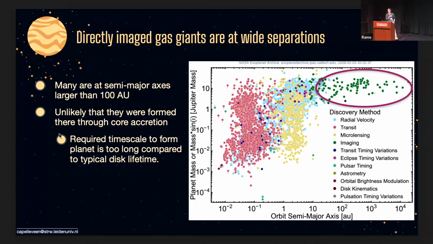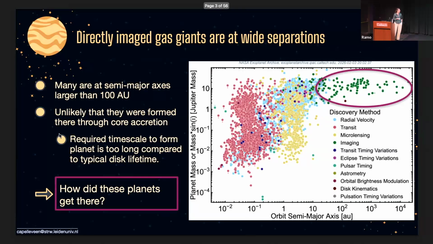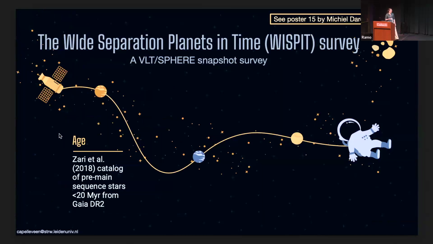Because it's unlikely that they formed at such wide separations through core accretion, simply because the timescale required to form a planet at that separation through core accretion takes too long compared to the typical disk lifetime. So if it's not through that mechanism, how did these planets get there? Did they scatter to such wide separations, or did they form in situ through other formation mechanisms? The WISPIT survey was designed to help answer this question.